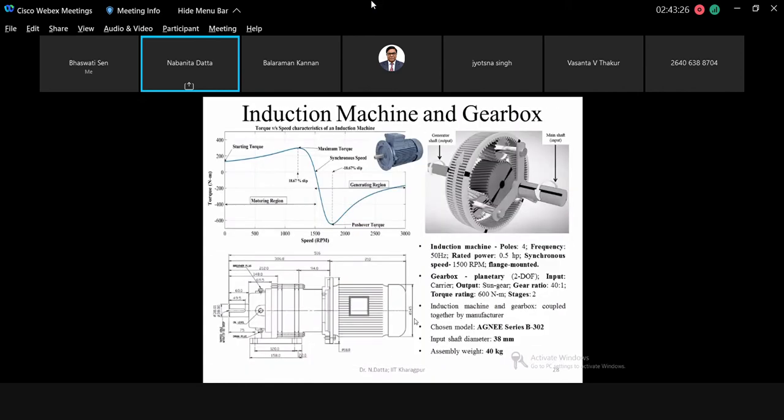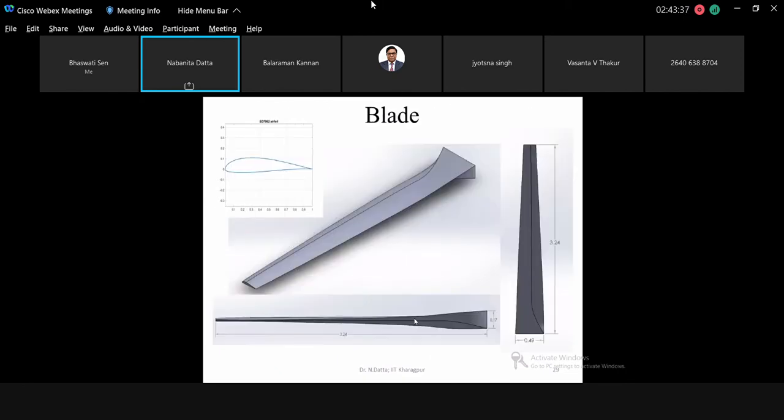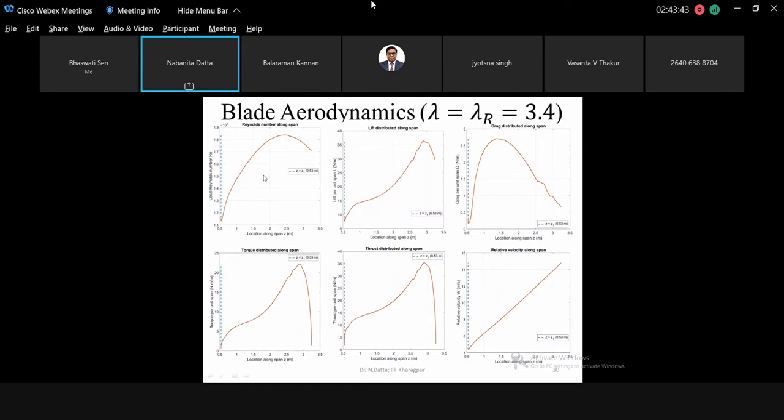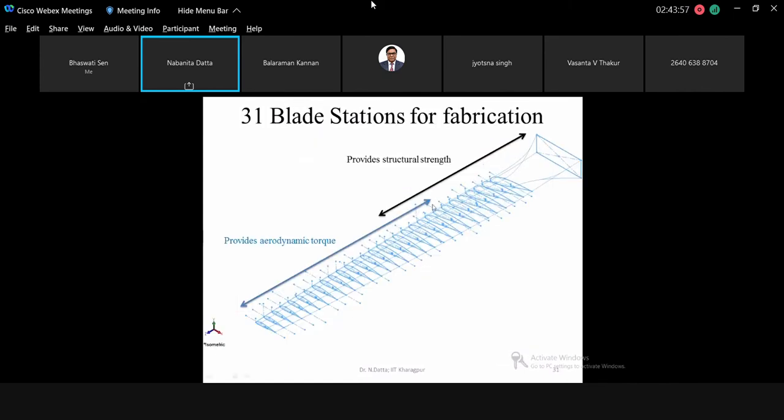So the induction machine was chosen. The induction machine and the gearbox were together. So we came to know the RPM at which the motor must rotate so that it acts like a generator. The blade was designed, the aerofoil section was chosen, and the blade aerodynamics was studied. That is the drag and the lift distribution, the thrust and the torque distribution along the length of the blade. So this was studied, and therefore the correct pitch angle and the correct twist angle of the blade were also generated, and we got this blade geometry.